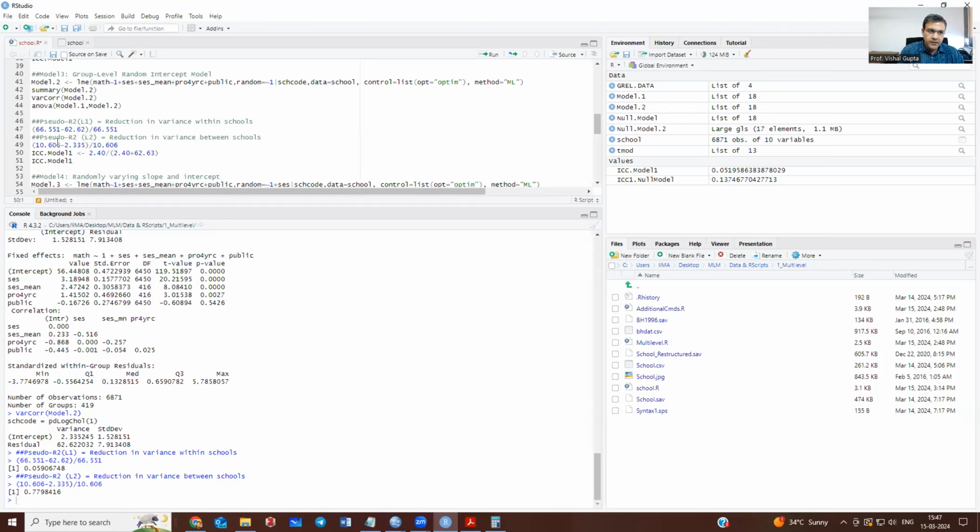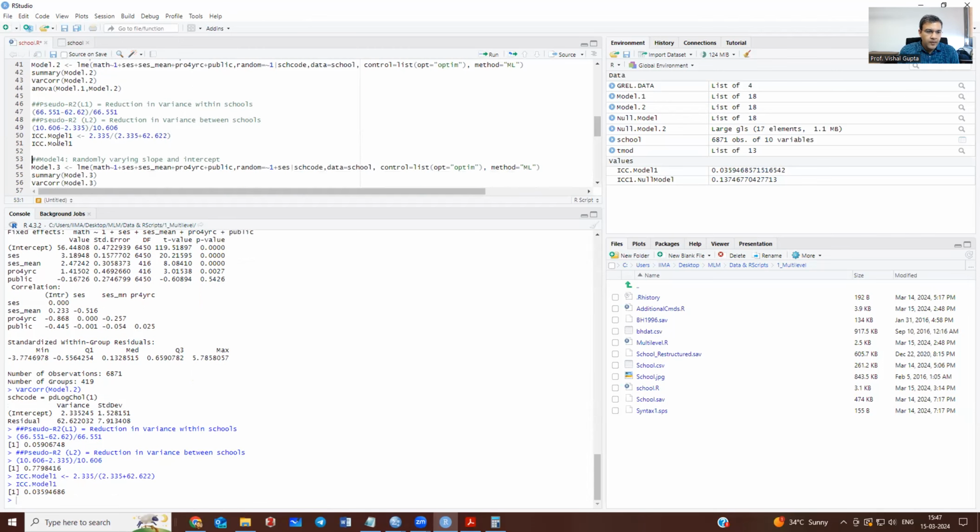Then ICC of model 1, ICC 1 now. This is how much variance is there now. 2.335 divided by 2.335 plus 62.622, right? Now only 3.5 or 3.6% variance you can say is still attributed to the school level.